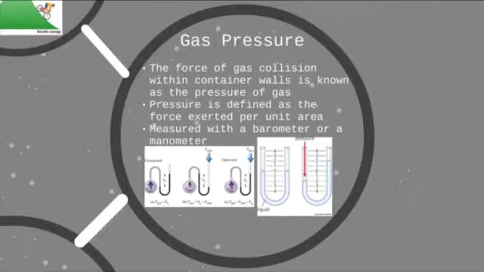Chapter 5 will cover gas pressure. The force of a gas collision within container walls is known as the pressure of gas. The same idea is the reason we can blow up a balloon or pump up a tire. Pressure is defined as the force exerted per unit of surface area. Atmospheric gases exert a force of 14.7 pounds per inch squared uniformly on all surfaces.